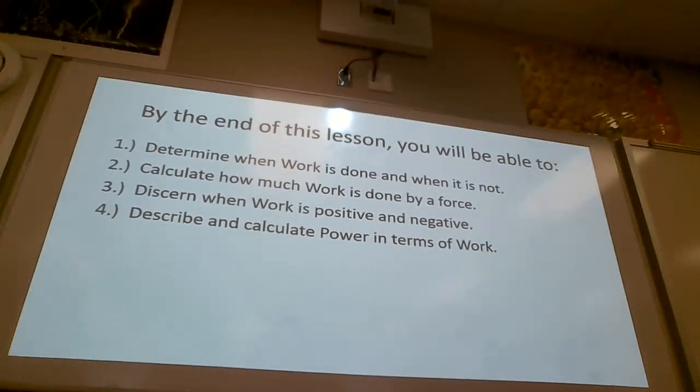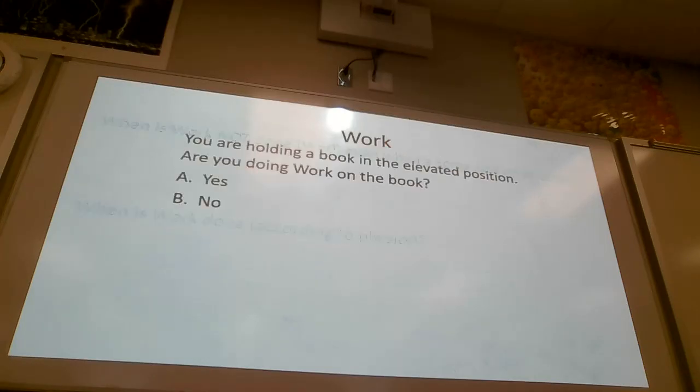So today we are going to talk about, you're going to be able to determine when work is done and when it is not, calculate how much work is done by a force, discern when work is positive and negative, describe and calculate the power in terms of work, also be able to apply the work energy theorem with kinetic energy. So here we go.